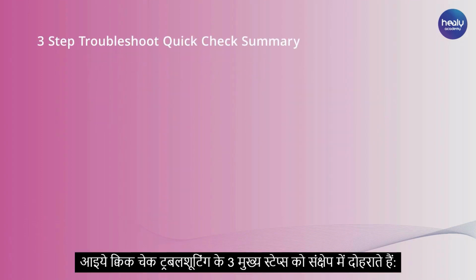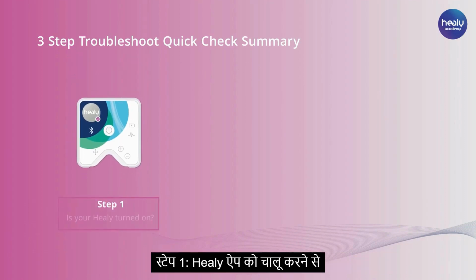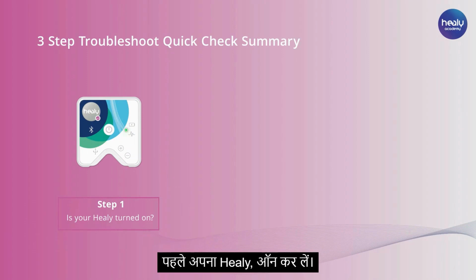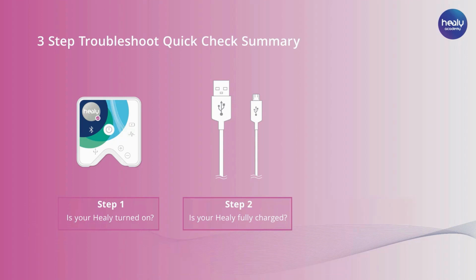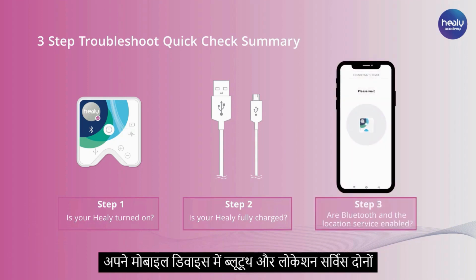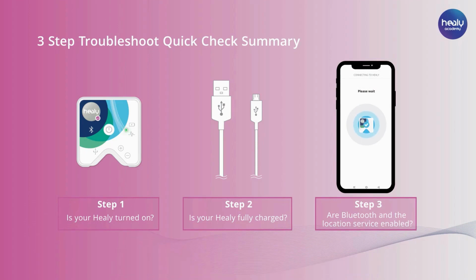Let's summarize the 3 main quick check troubleshooting steps. Step 1. Make sure your Healy is turned on before you start the Healy app. Step 2. Make sure that Healy is fully charged. Step 3. Make sure Bluetooth and location service are enabled on your mobile device.